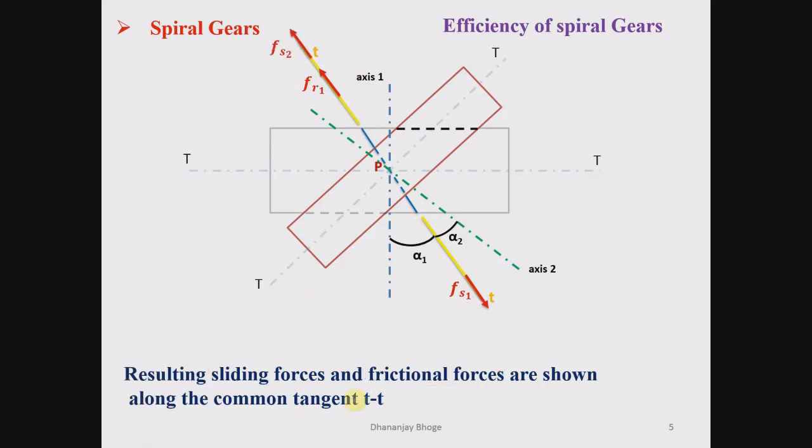Now Fs2. Note the direction of Fs1 and Fs2. Fs1 must act in opposite direction to Fs2 because sliding velocities of both the gears with respect to each other will act in opposite direction. So Fs2 is shown in opposite direction to Fs1 along the common tangent.